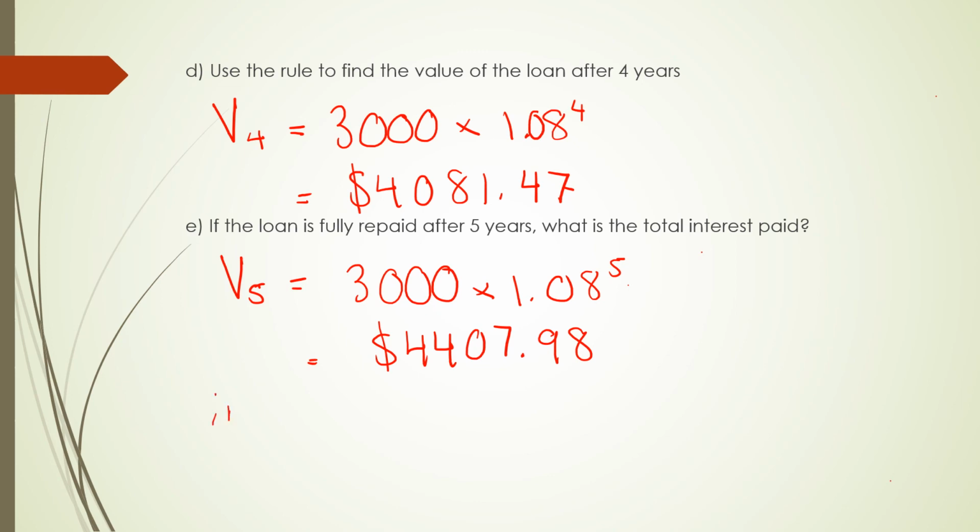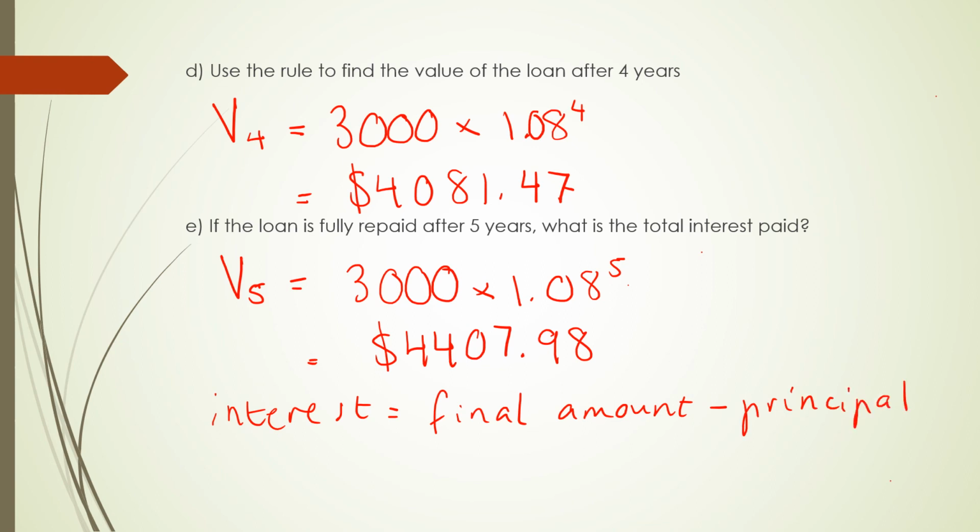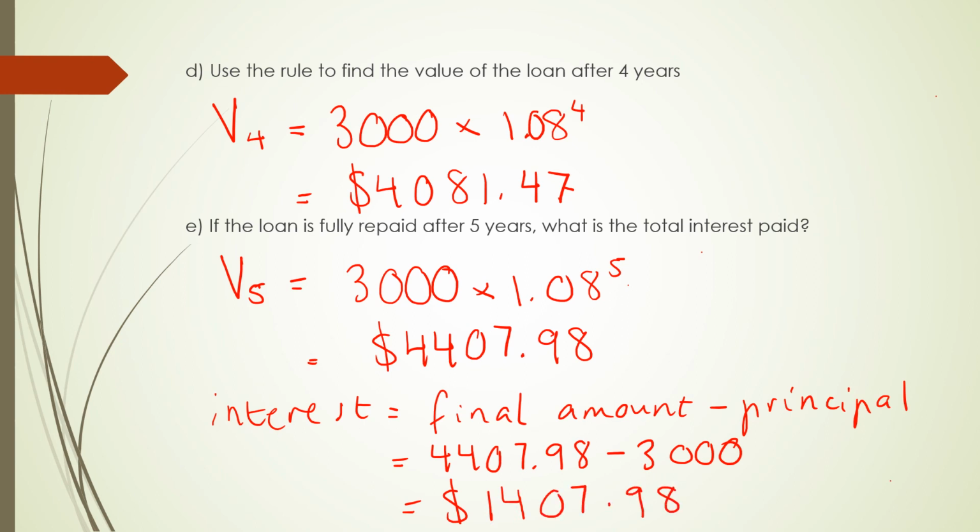So to calculate the interest, what we do is we take this final amount that we just calculated here and we subtract the principal or the original. Our final amount was $4,407.98. Our principal was $3,000. Therefore, the interest that we had to pay was $1,407.98.